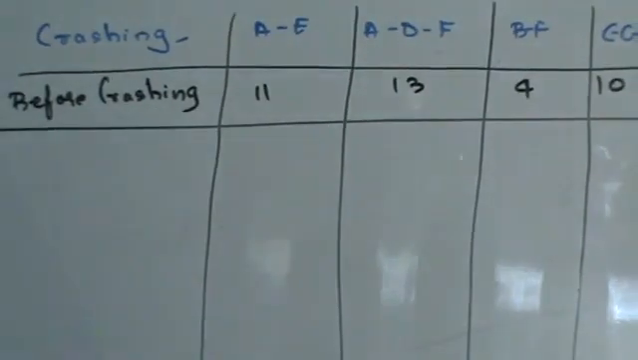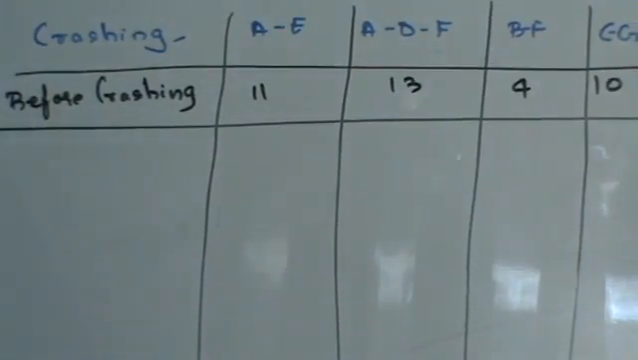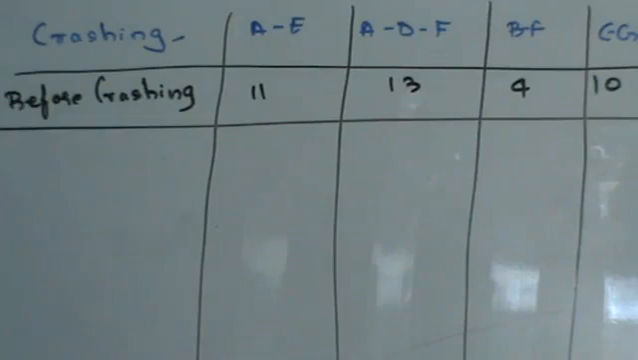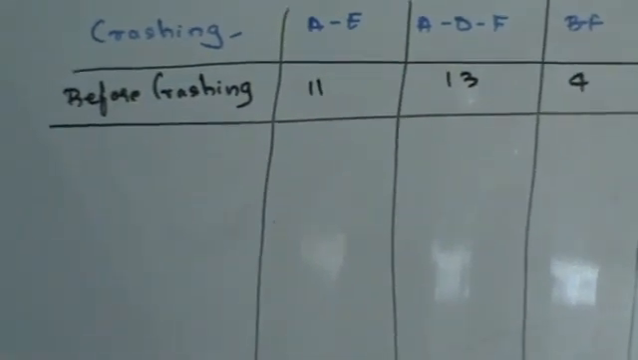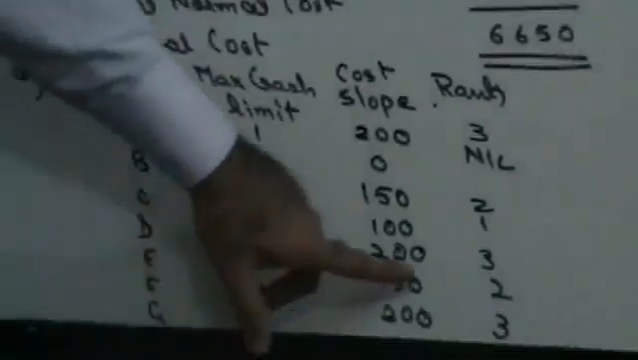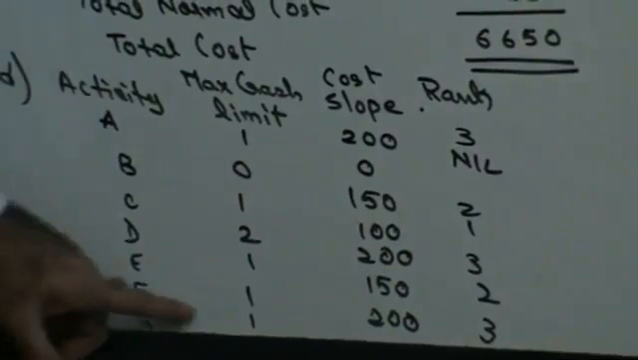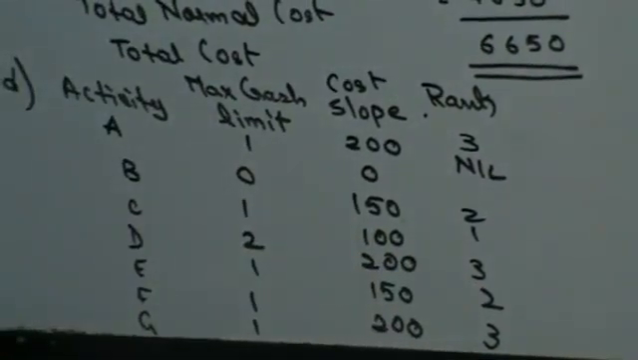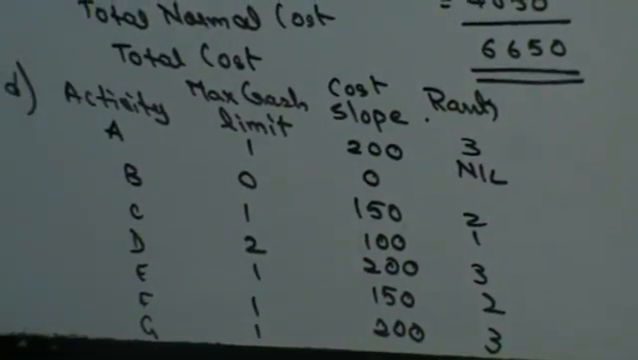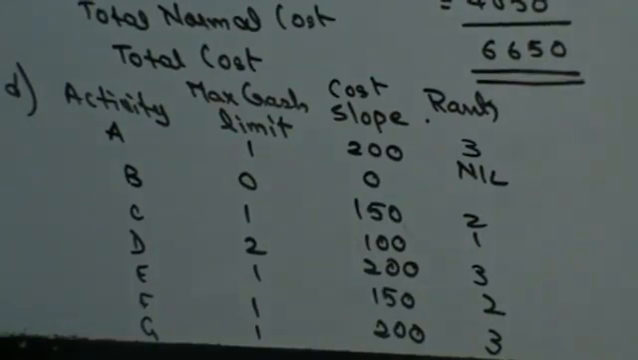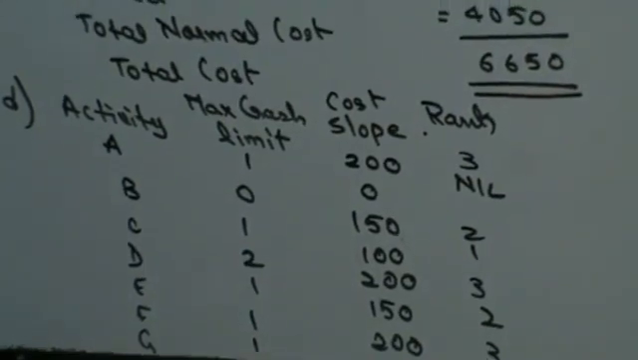Okay. Now when you're crashing, you have to start crashing with your critical path. In the critical path there are three activities: A, D and F. Look at your rank of A, 3, D, 3 and F is second rank. So the first thing that you're going to crash is going to be F, right? So you're going to crash F first.